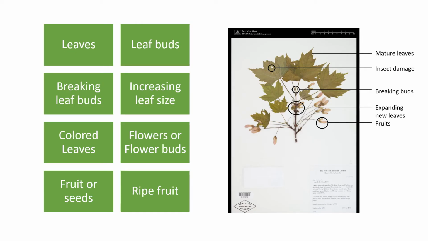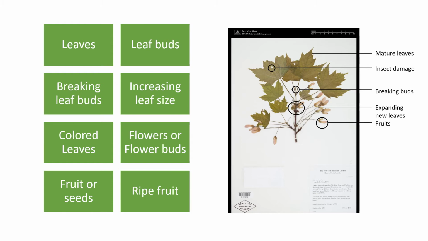So we applied these protocols directly to herbarium specimens. Only about 8 of them were directly applicable, so we couldn't do things like what percent of the tree is in its autumn coloration, because we often only had 1 or 2 leaves per sheet. But we were able to get quite a few of these phenophases: the presence or absence of leaves on the page, whether there are leaf buds, how many leaf buds, are there breaking leaf buds.